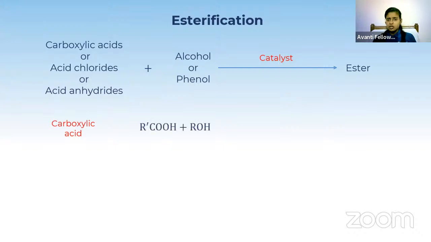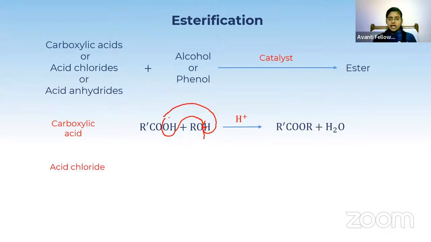RCOOH is called as carboxylic acid and ROH is alcohol. So if these two are getting reacted in presence of H+, they do form water and ester. Ester means RCOOR, right? So here the OH bond will get cleaved, okay, and here OH will come out. RCOOR plus H2O.